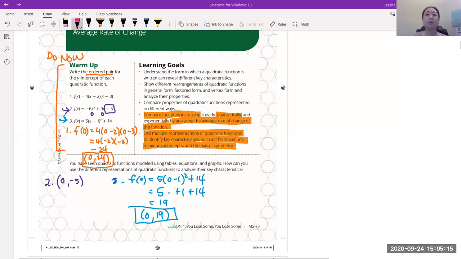Our learning goals, i.e. our learning targets, is just this highlighted area. We're not doing the linearly or exponentially. So we're going to compare the functions increasing either quadratically or just quadratically by analyzing the average rate of change of the function. Also, we're going to use multiple representations of quadratic functions to identify key characteristics, such as maximum, minimum, intercepts, both of them, and the axis of symmetry. All right, those should all be familiar words to you.